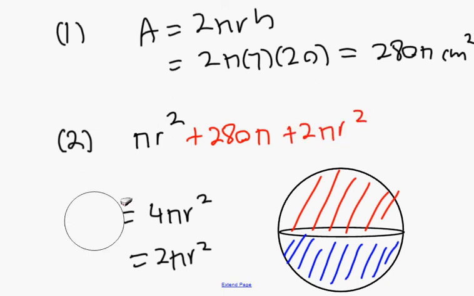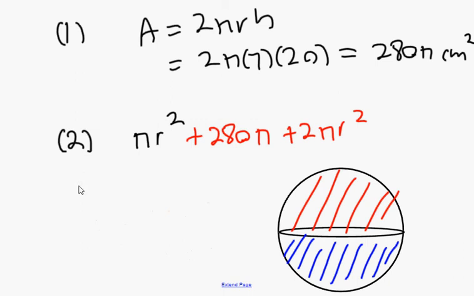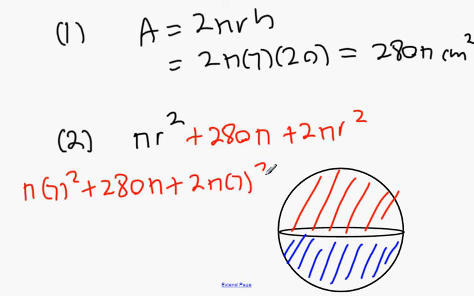Now we're going to put in our numbers. So what is it going to be, guys? It's pi times, what's the radius again? Radius 7 squared, plus 280 pi, plus 2 pi times 7 squared. Add it all together, what do we get? 427 pi centimeters squared. Okay, next one.